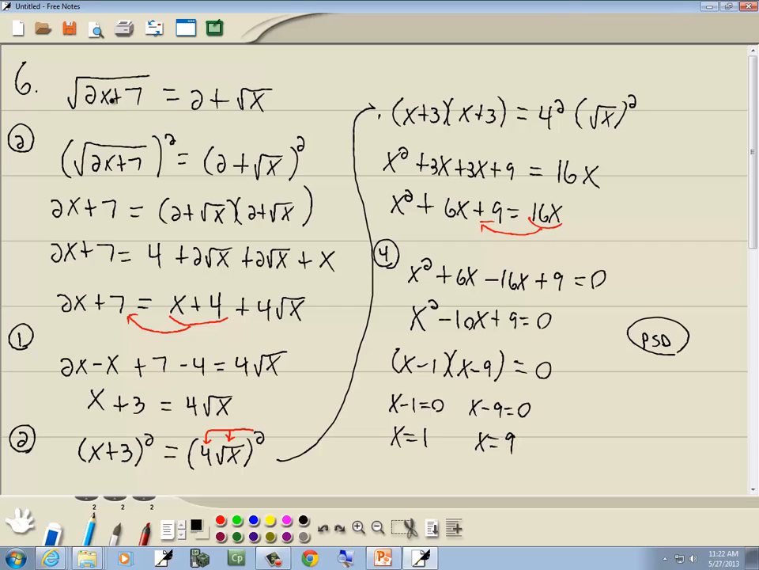Let's check that. If I put 1 up here, 2 times 1 is 2, plus 7 is 9, square root of 9 is 3, so this side's 3. If I put 1 over here for the x, I get square root of 1, which is 1, 2 plus 1 is 3, so I get 3 equals 3. So that checks. Now 9. 2 times 9 is 18, plus 7 is 25, square root of 25 is 5, so this side's 5. If I put 9 over here, square root of 9 is 3, 2 plus 3 is 5, so that checks also.